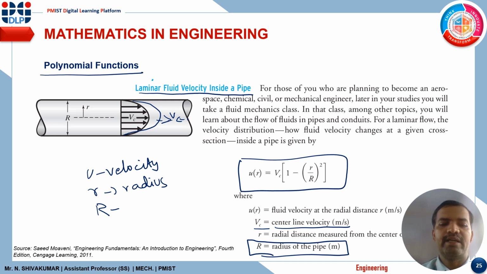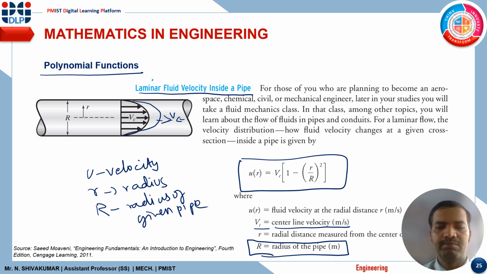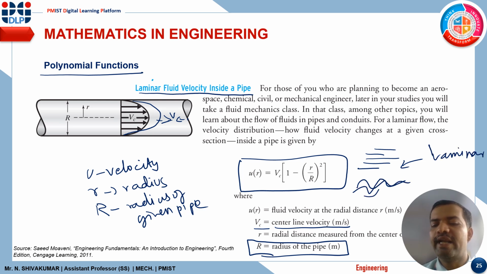So capital R is the radius of the given pipe, which is a constant for a given pipe. Laminar flow: there are two types of flow, laminar and turbulent. If the fluid follows a layer by layer movement, that is called laminar. If it is zigzag and random, then it is called turbulent. From a frictional point of view, laminar flow is preferable. Our human body follows laminar flow inside the bloodstream.